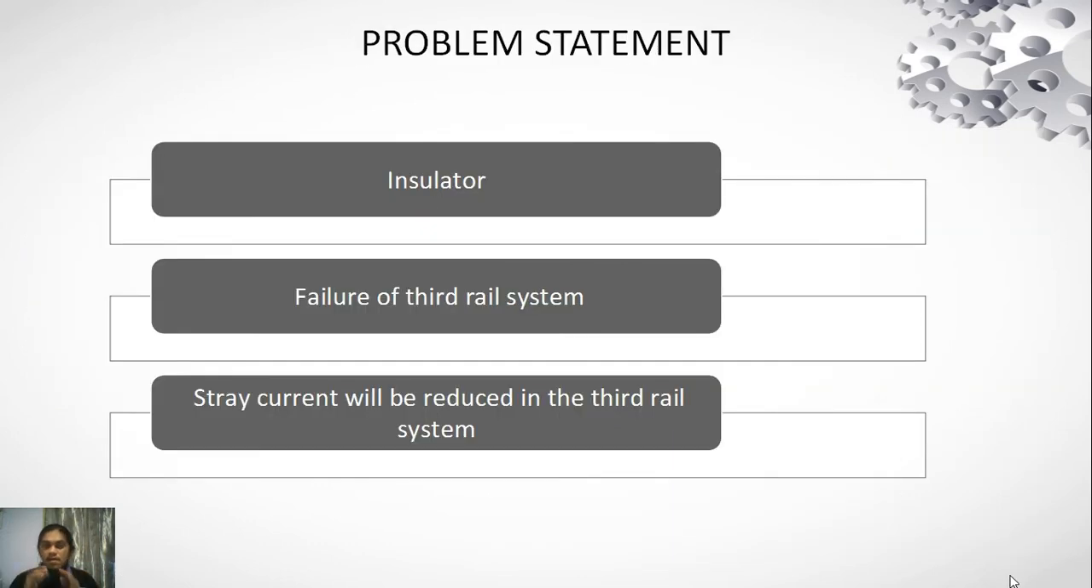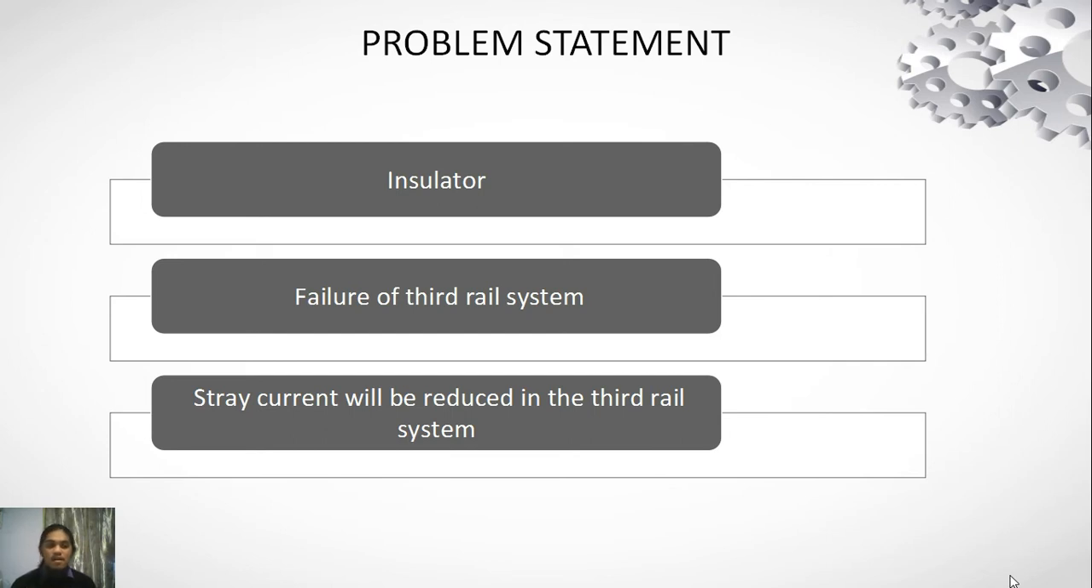Next, for the problem statement of my project, the keyword is insulator. In order to insulate the third rail system from the ground and prevent it from finding a short circuit path to the negative circuit, an insulator is used. Insulators are usually covered by components from traction operation and other residue accumulated over time, which cause fire, smoke, leakage current, and even failure of the insulator.